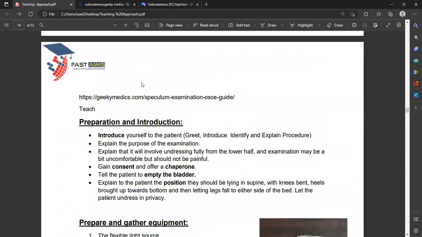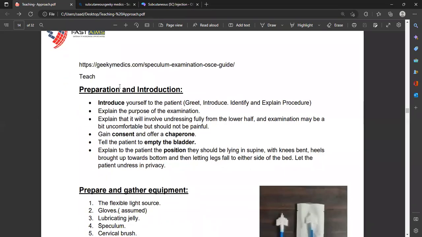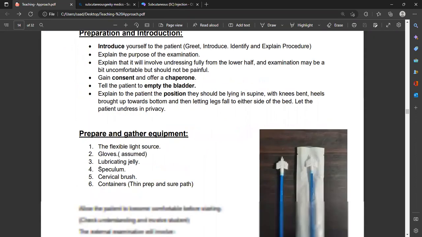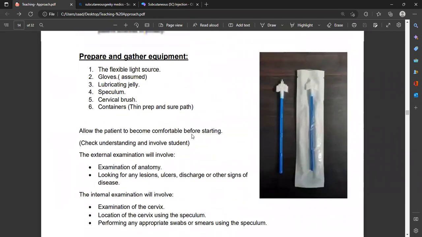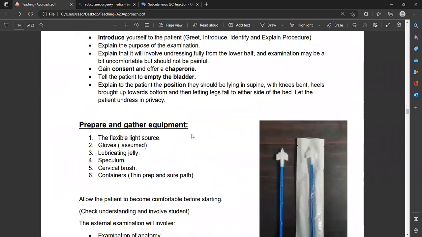Okay, so just a quick introduction, and then you're on the table. Again, in this scenario, the patient is involved. So again, you have to introduce yourself, just verbalize it to the student that you have to introduce yourself to the patient. Explain the purpose of examination briefly, that we are going to perform this speculum examination. This speculum looks like this. We are going to take some samples as well.